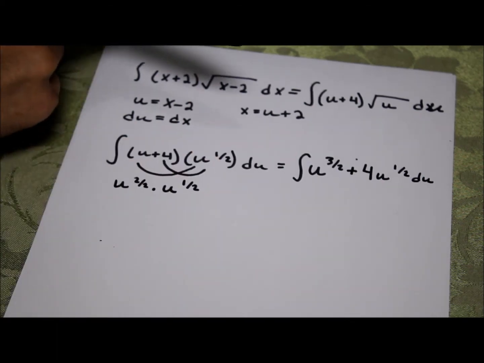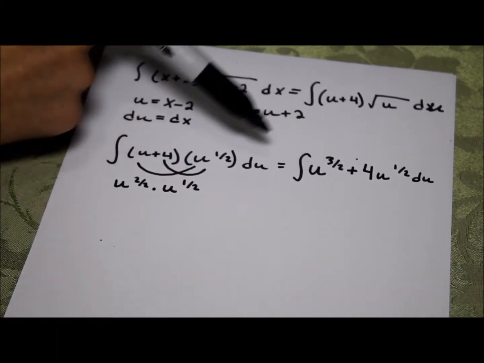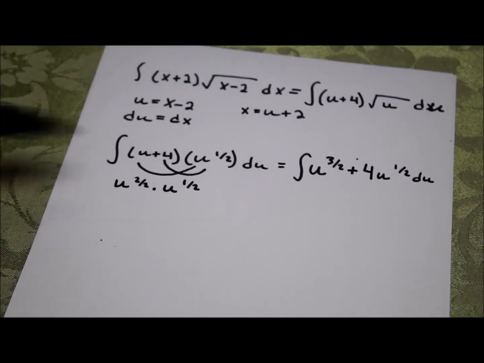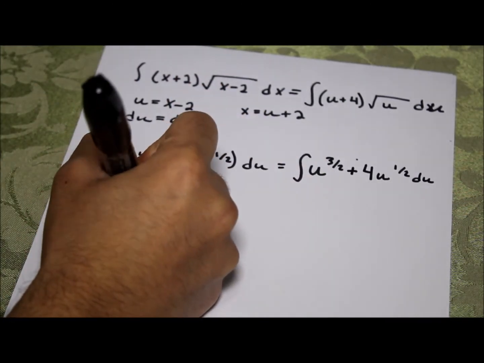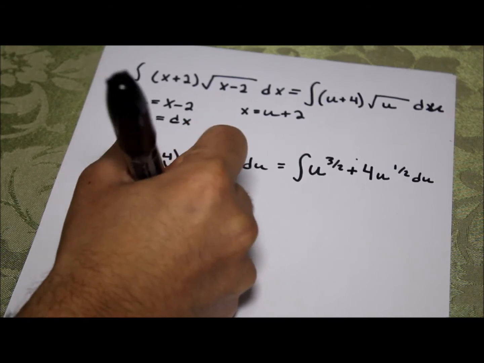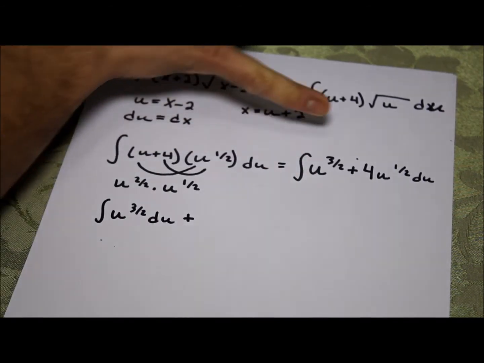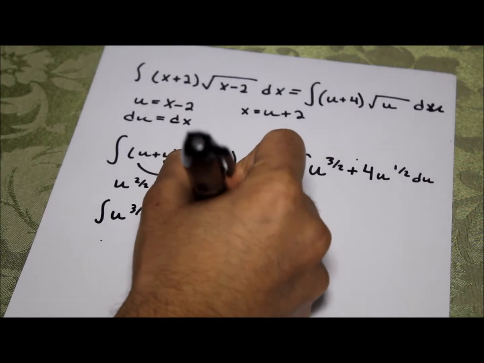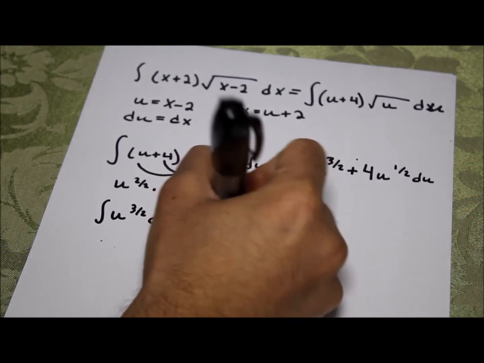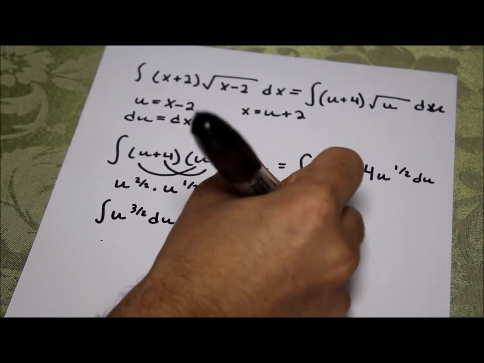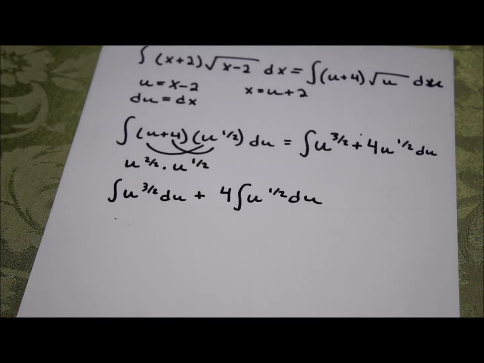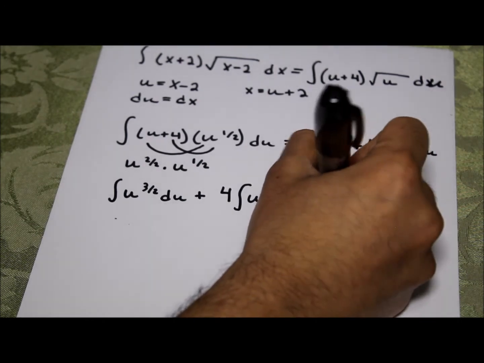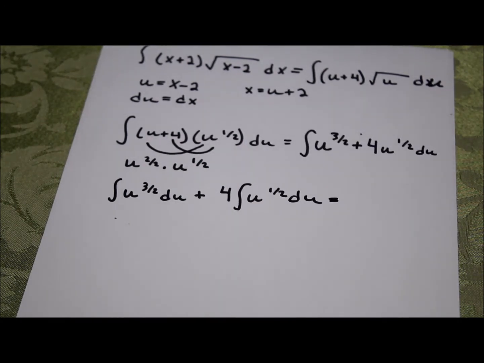Now, the properties of integrals say that if we're adding two terms, we can write it as two separate integrals. So integral of u to the 3 divided by 2 du plus, and since this is a constant, we can write it outside the integral, 4 times integral of u to the half du. Now, this is much simpler to integrate.